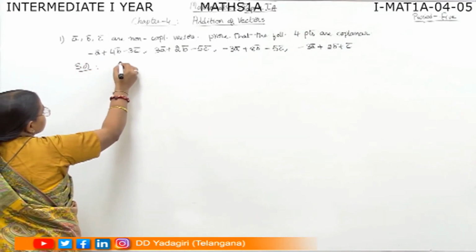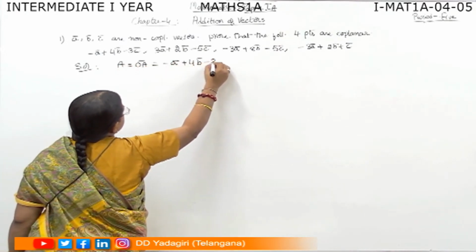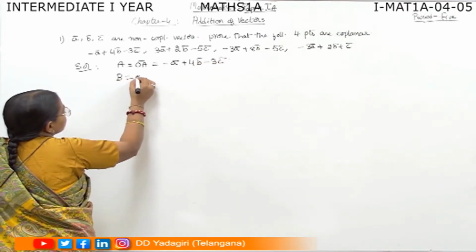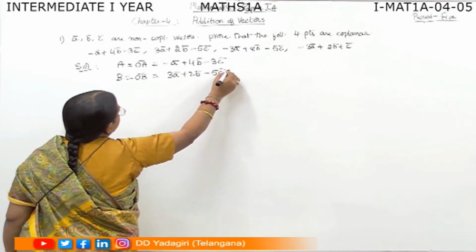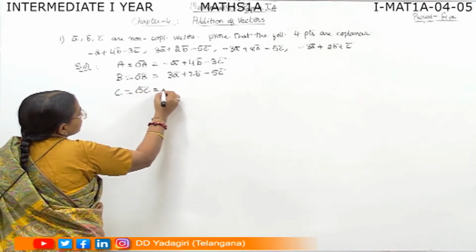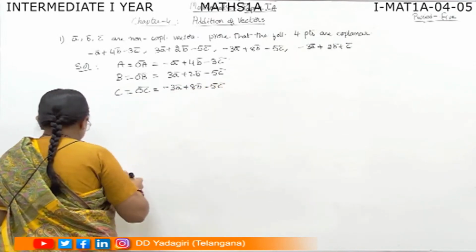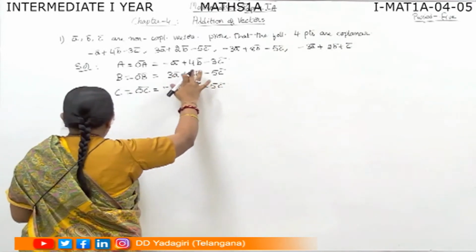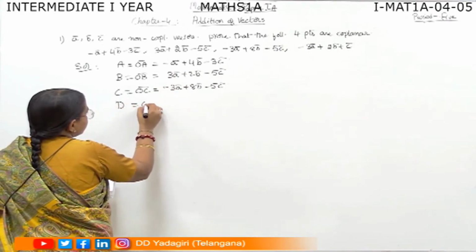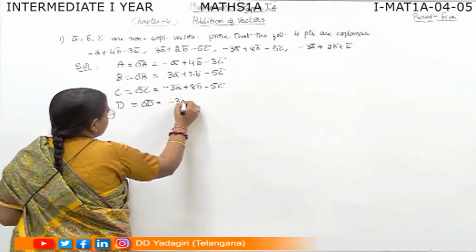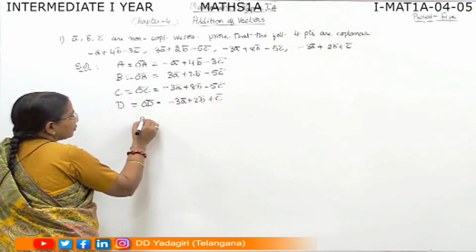So first take the points as A, that is OA. OA is equal to minus a plus 4b minus 3c. And then B, OB is equal to 3a plus 2b minus 5c. And then C, OC is equal to minus 3a plus 8b minus 5c. And OD is equal to minus 3a plus 2b plus c. These are the 4 points. Now we'll convert them to vectors.